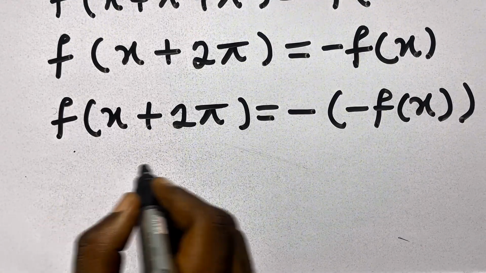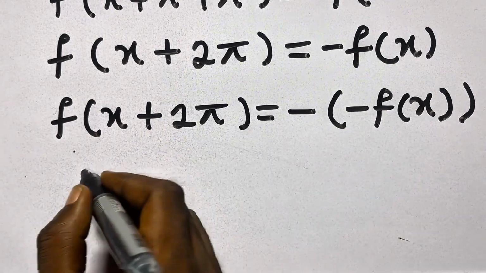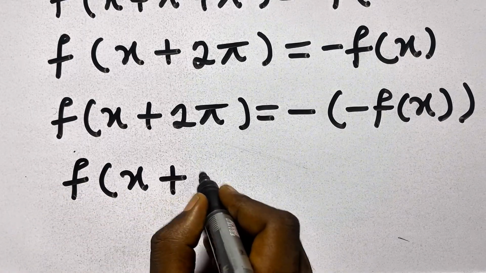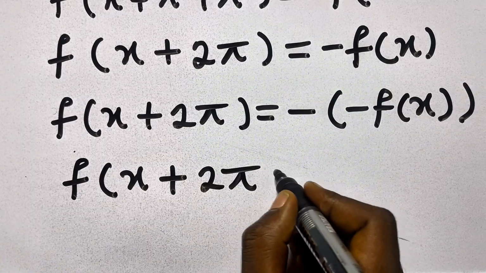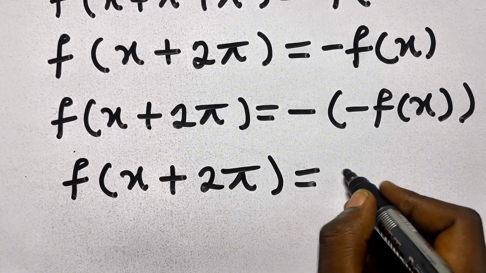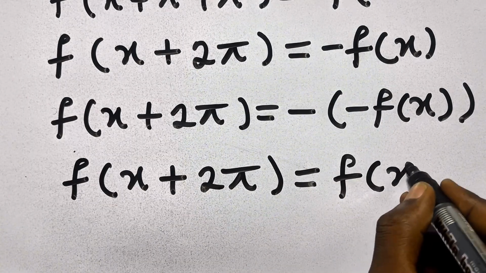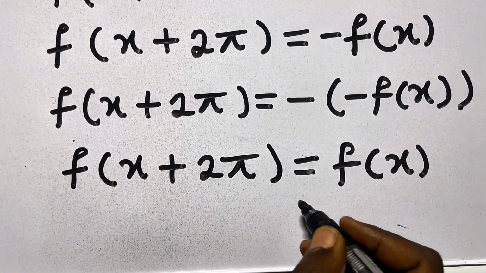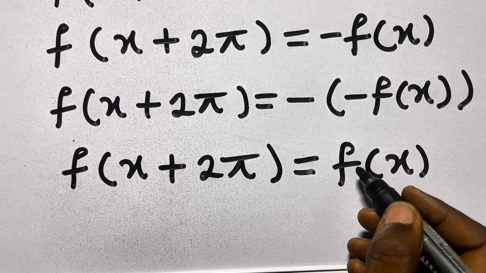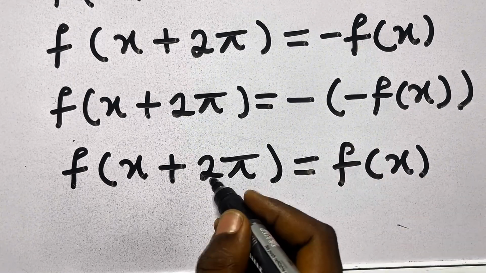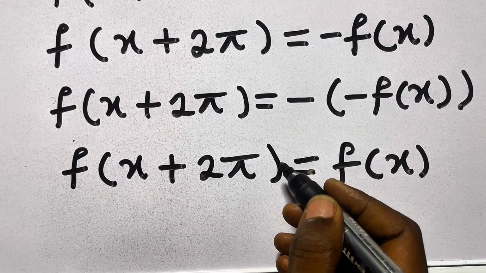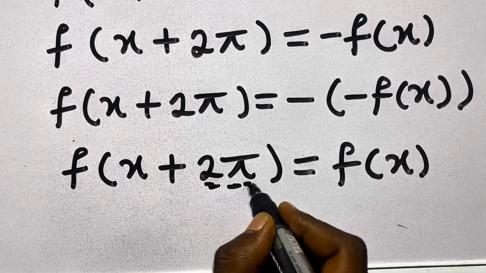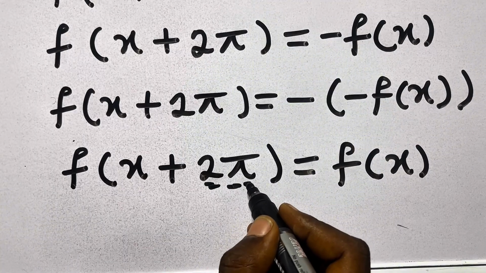Now, what we're going to have is we just multiply this out. We have f of x plus 2 pi equals f of x. All right. But I'm going to tell you something here because this is what we have. However, this function is periodic, with a period of 2 pi. Do you understand? So these are periods, we have 2 pi.